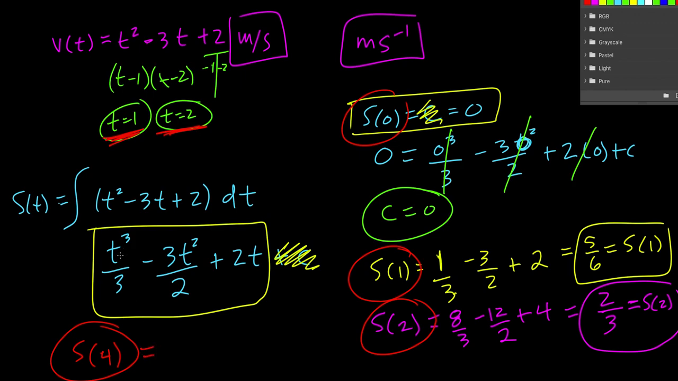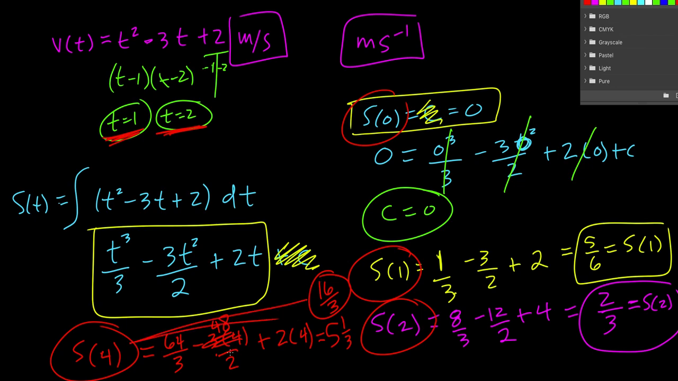Okay, now we plug in 4, so that's 64/3. So 4 cubed is 64, minus 3 times 4 squared. Oh, sorry, so that's 16 times 3, which is 48 over 2, and then plus 2 times 4. Once again, if we use common denominators and figure that out, we're going to get 5 and a third, or 16 thirds.